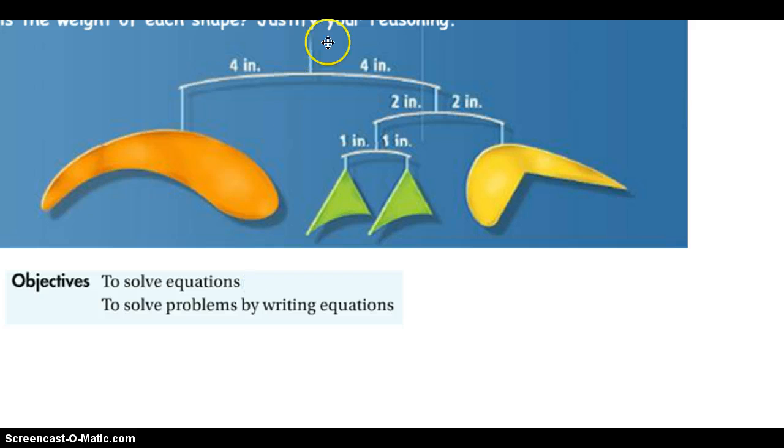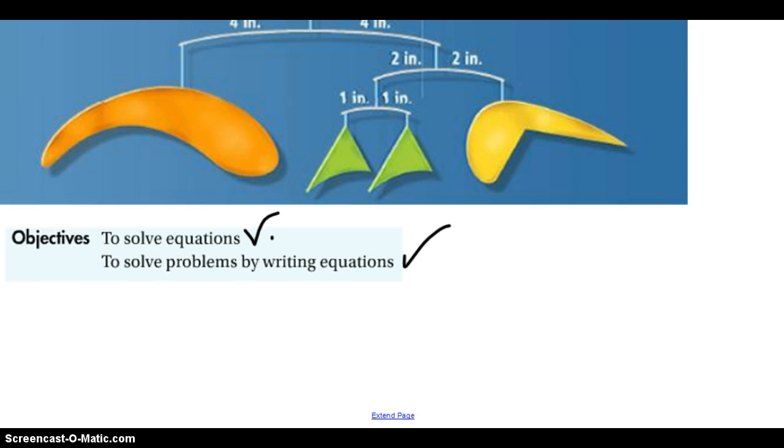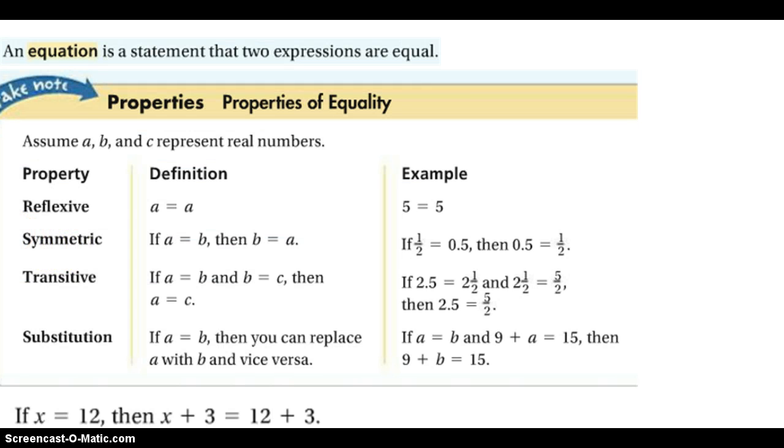Here are your objectives for your Cornell notes. Here and here. To solve equations and to solve problems by writing equations. Let's take a look at some of the properties that you might want to put down again in your Cornell notes.